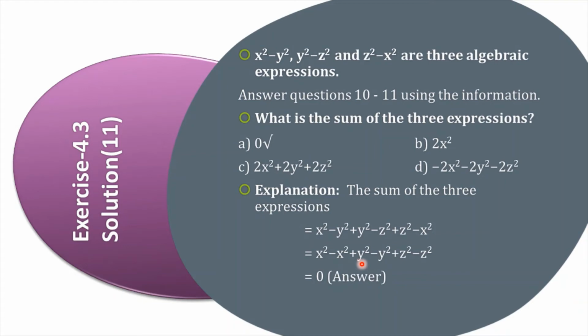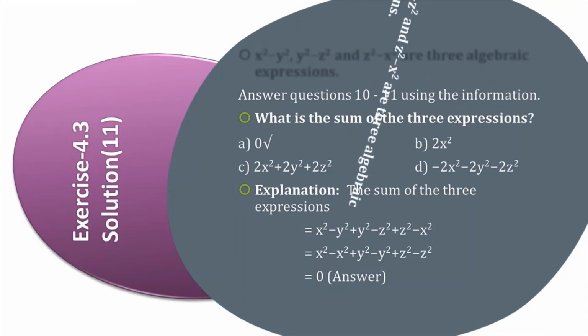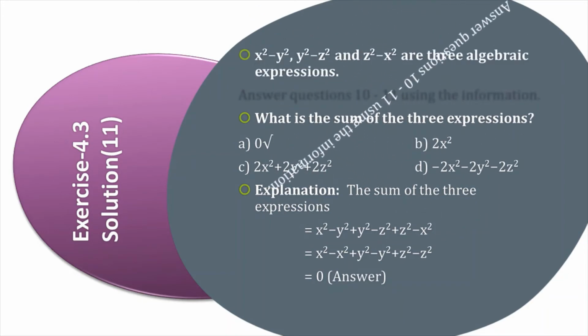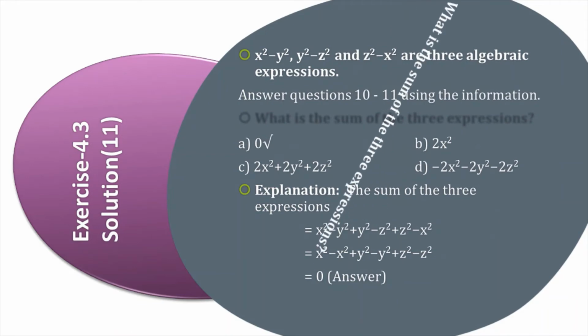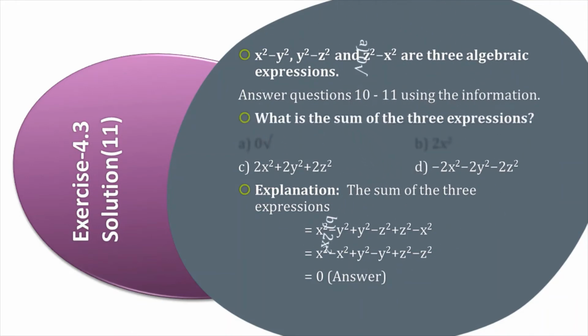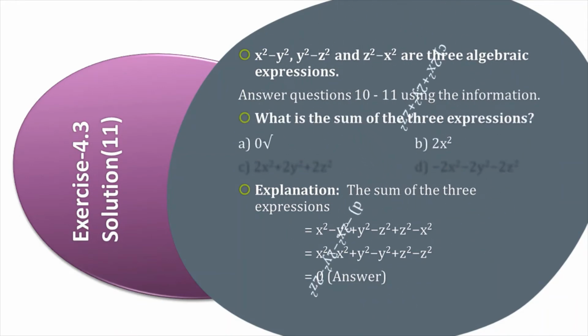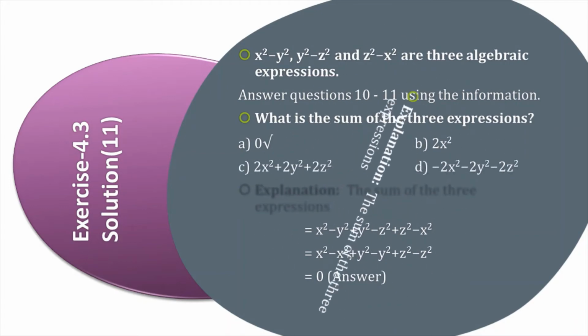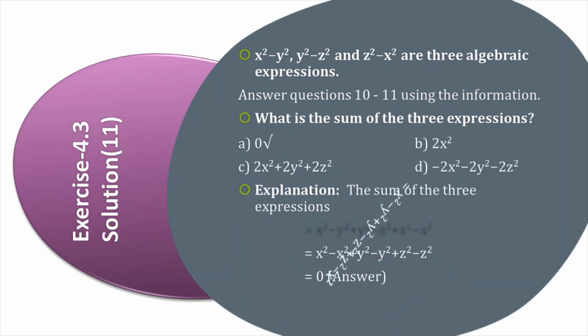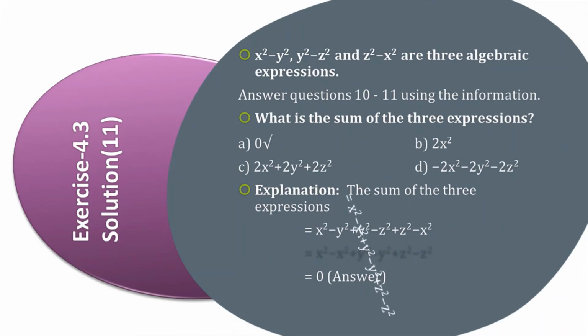If we subtract y square from y square, we will get 0. If we subtract z square from z square, we will get 0. So that's why 0 is the answer, my dear, because plus and minus we will get 0. So this is question number 11, my dear. What is the sum of the three expressions? And the answer will be 0. As you can see in the explanation, the similar terms are in plus and minus sign. That's why 0 is the desired answer.